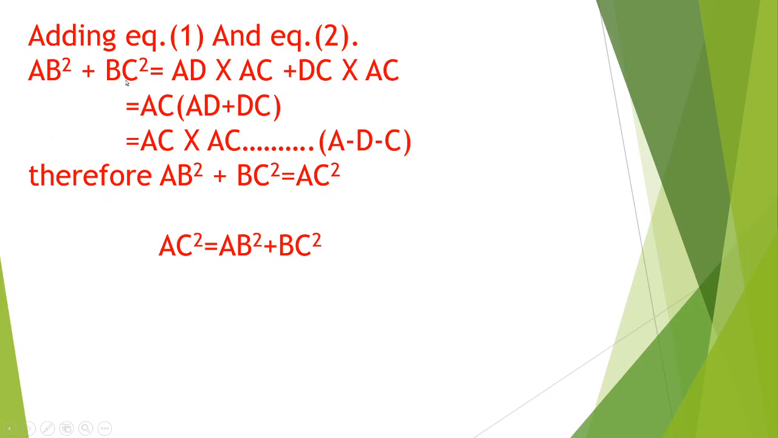Therefore, AB square plus BC square is equal to AC square. Rewriting, AC square is equal to AB square plus BC square. The square of the hypotenuse of a right angle triangle is always equal to the sum of squares of the remaining two sides. This is our Pythagoras theorem. We proved it. Thank you.